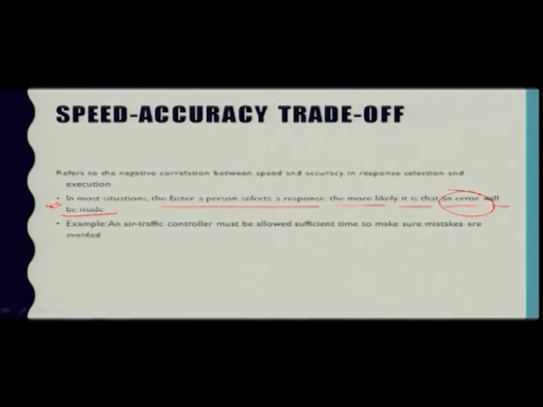That is the kind of example that has been taken to understand speed and accuracy, like the speed of performing the task and accuracy in terms of results. So there is a negative correlation between speed and accuracy in response selection and execution.